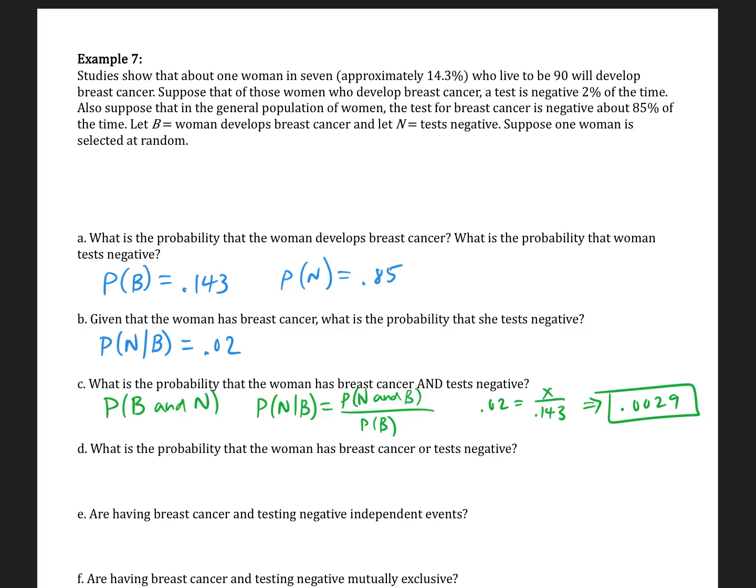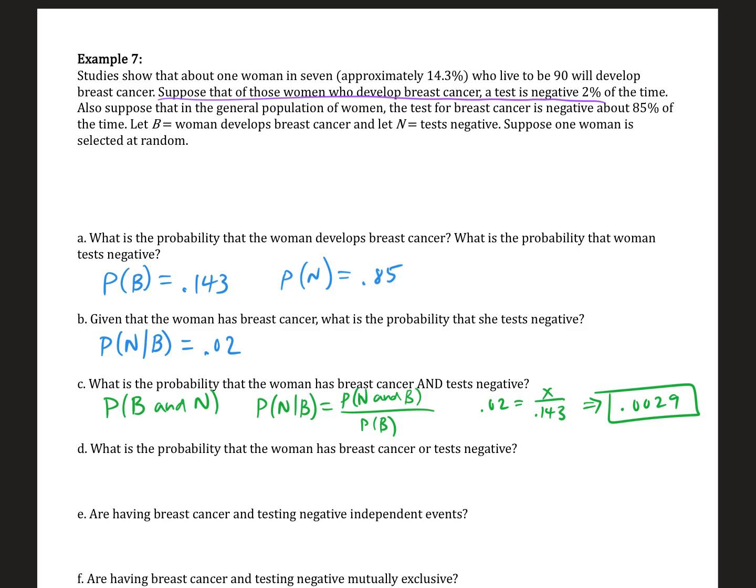How do you know that problem's a given? Because it says, suppose they develop breast cancer, the test is negative. So we're knowing that they have breast cancer, so this is the probability that they test negative given that they have breast cancer.